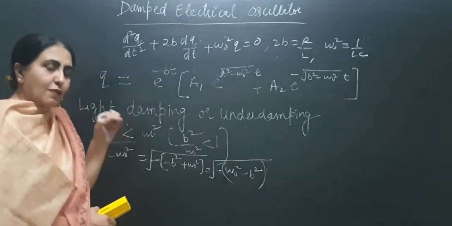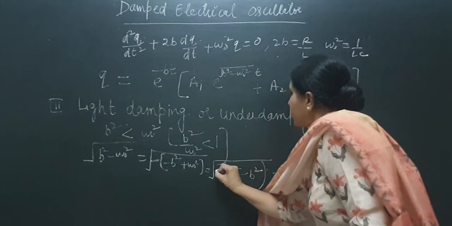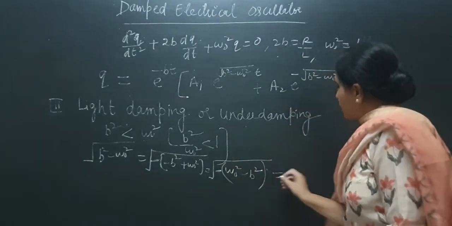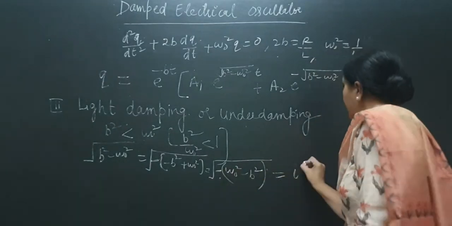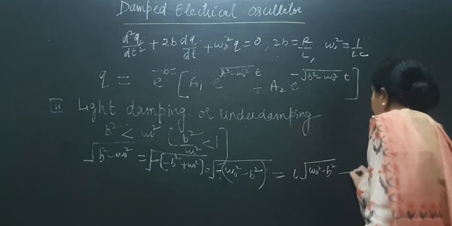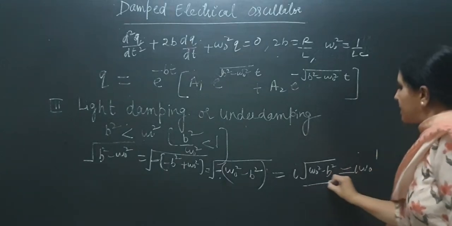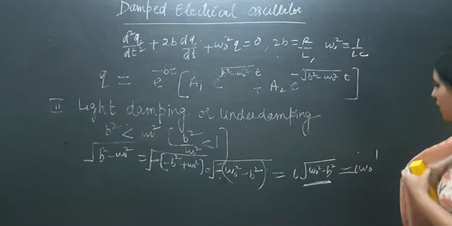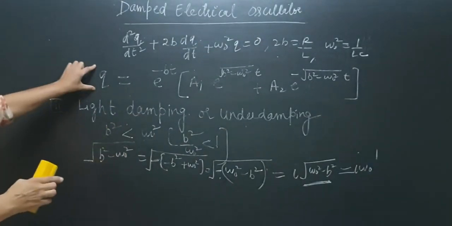Minus 1 under root is iota, so you can put minus, this is minus, so minus into 1 you can write, so this is equal to iota, minus 1 under root, that is equal to iota of omega naught square minus b square, and this is equal to omega naught dash. You can take this omega naught square minus b square, you can take omega naught dash. Clear? So put the values of omega naught dash in this equation.